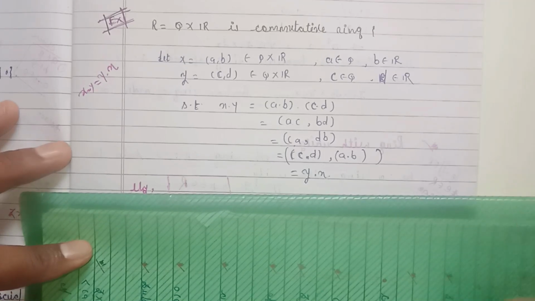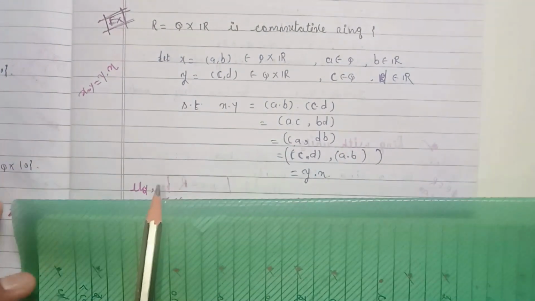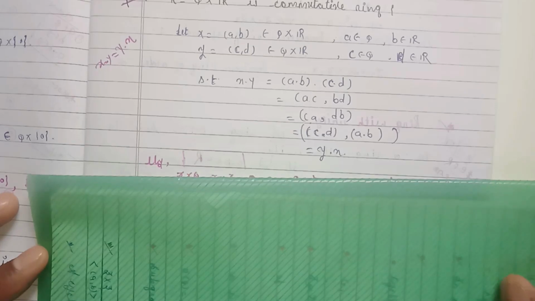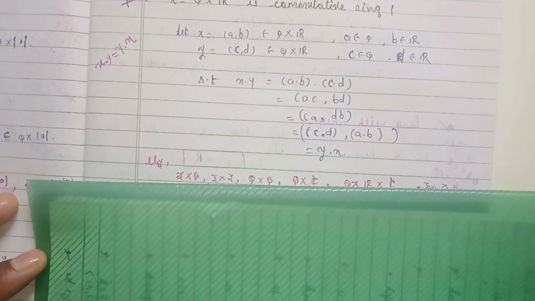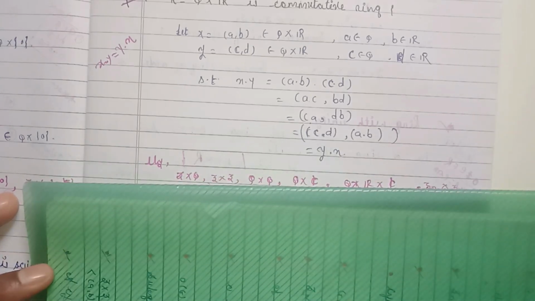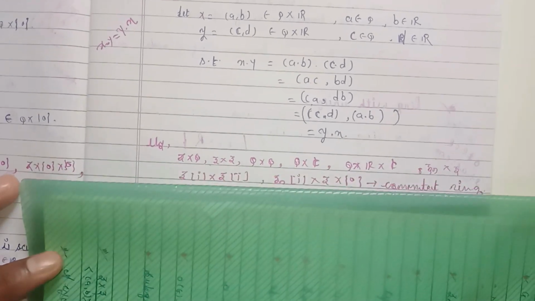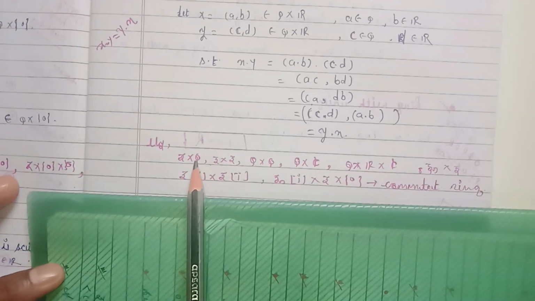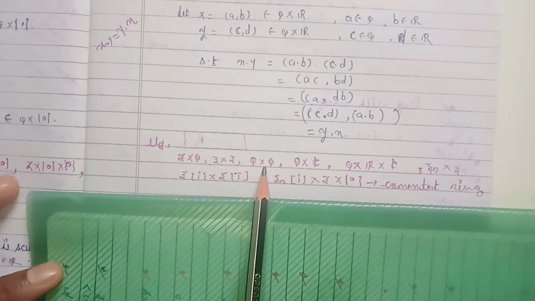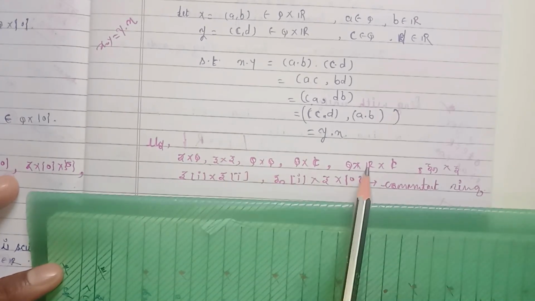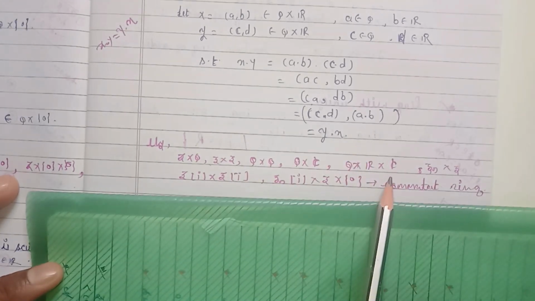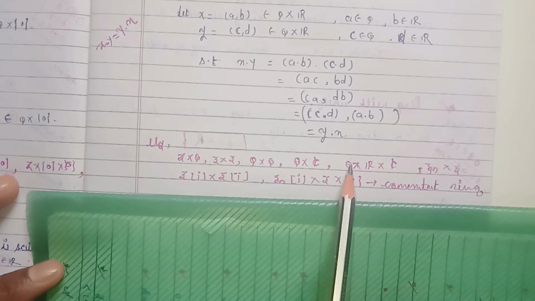I hope you all have understood this one. It is a quite easy example, and this type of example is very important to make our definition and concept clearer. Similarly, you may try for your homework Z cross Q, Z cross Z, Q cross Q, Q cross C, and Q cross R cross C. Now I have taken here three ordered elements, a group Q cross R cross C.